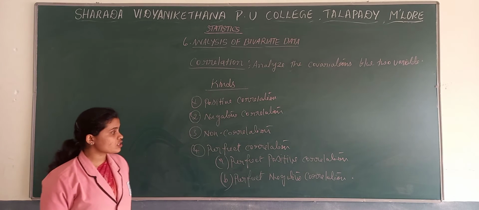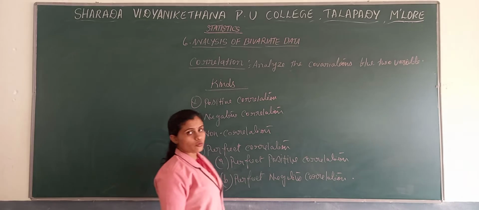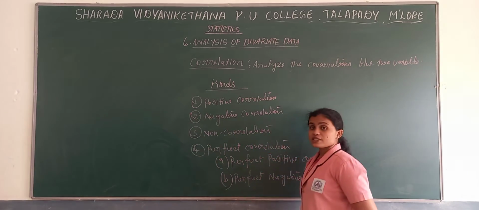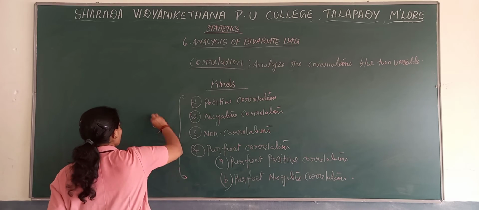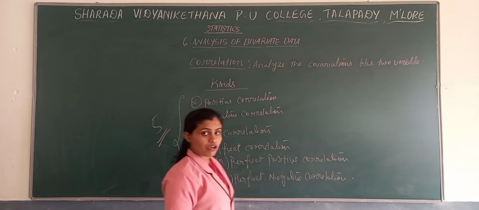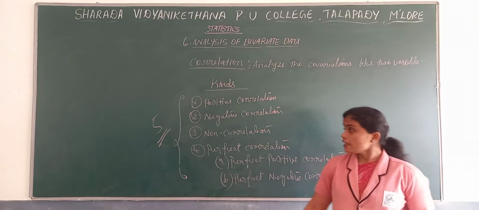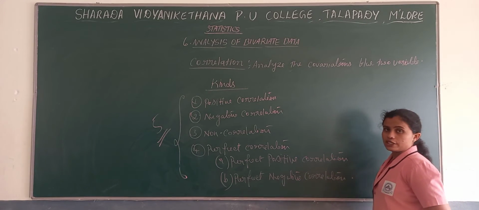Perfect positive correlation, then perfect negative correlation. This question is important for theory purpose. This question is important for 5 marks. This question may come for 5 marks. So firstly, we'll see what is positive correlation.